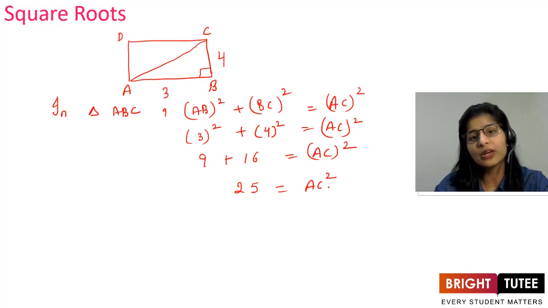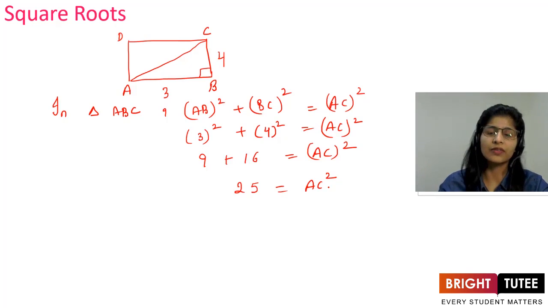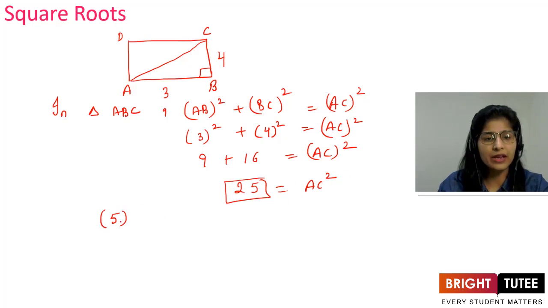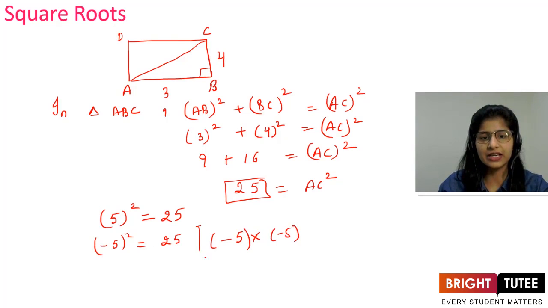So now what we are doing is the inverse operation of squares. Earlier, we were given the number and we calculated the square by multiplying the number with itself. But here we already know the square, and we need to find that number. Square of 5 is 25, and square of minus 5 is also 25, because minus 5 multiplied with minus 5 gives 25 only. Minus minus would be plus in multiplication.